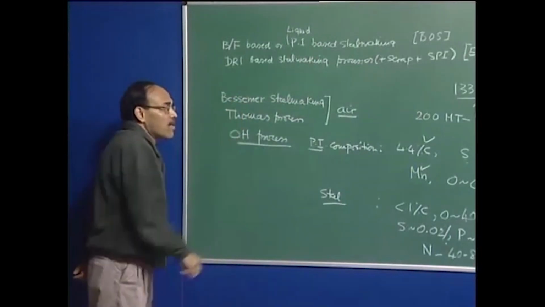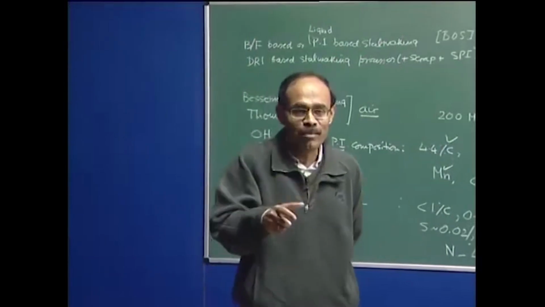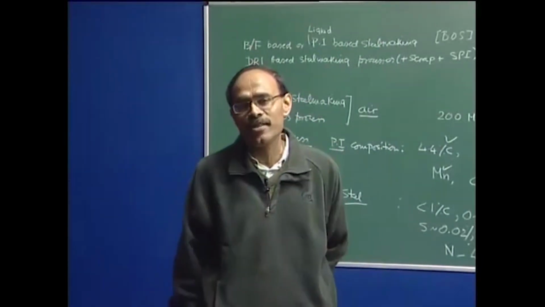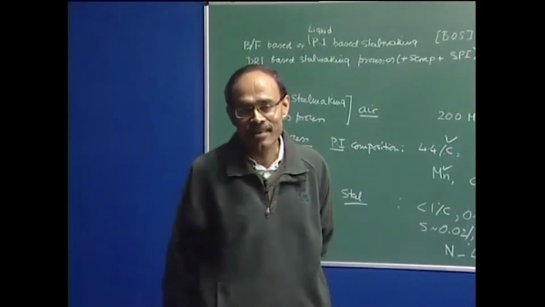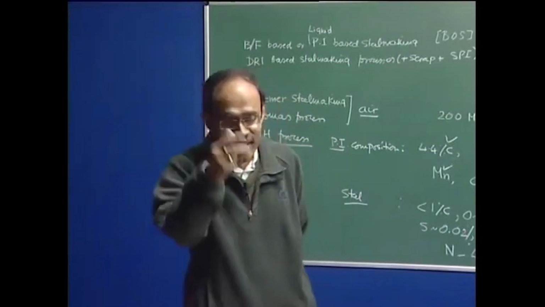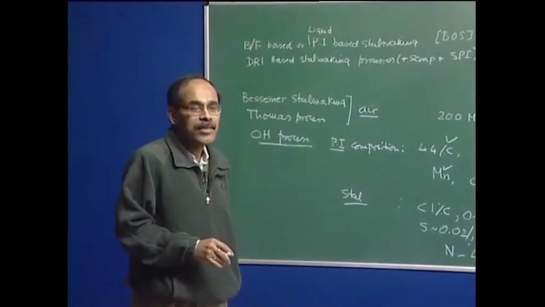Now, steel making processes, as you all know, can be classified into acid steel making process and basic steel making process. In the acid steel making process, for example, the slag is acidic. That means the basicity is less than 1. You already know the definition of basicity.